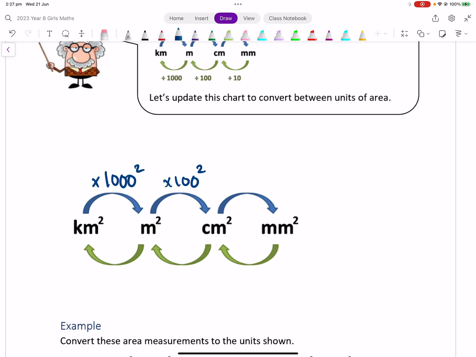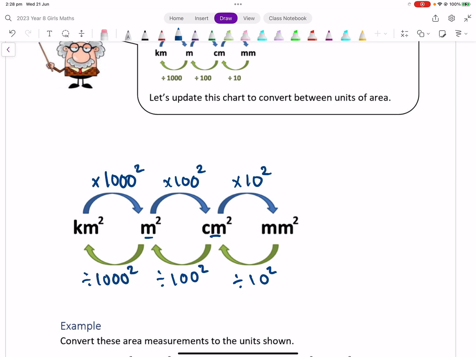When we were converting between centimetres and millimetres, we multiplied by 10. When we're converting between centimetres squared and millimetres squared, we multiply by 10 squared. And the reverse also applies. So when, for example, we're converting between centimetres squared and metres squared, we divide by 100 squared. And this one, 1,000 squared.